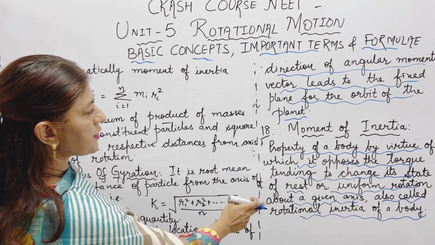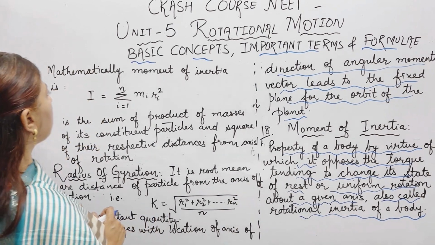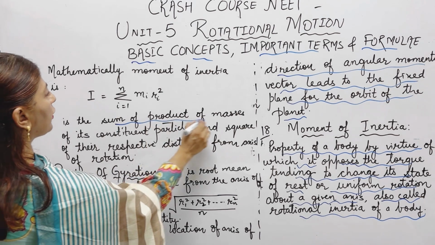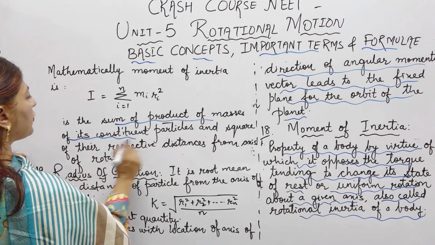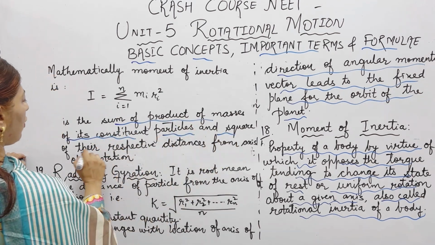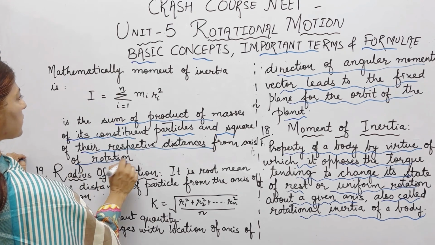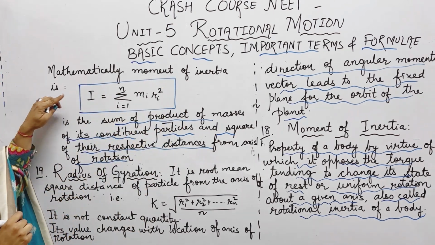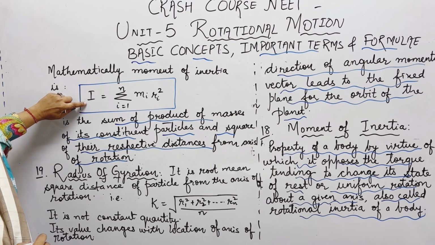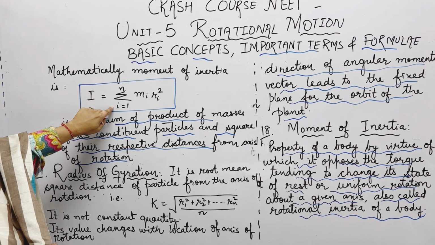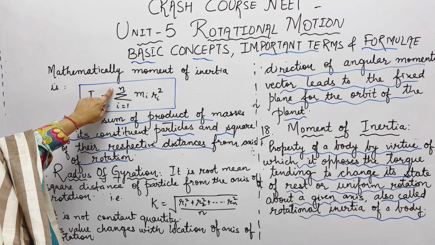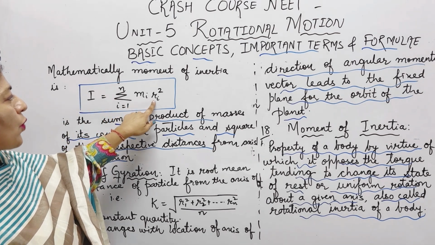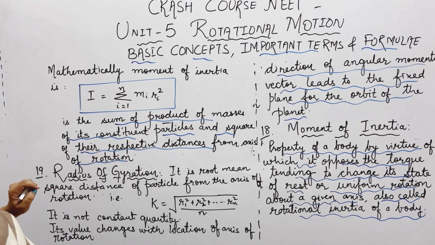After the physical significance of moment of inertia, let us see its mathematical formula. It is the sum of the product of masses of its constituent particles and the square of their respective distance from the axis of rotation, and this is given by this relation. I is the moment of inertia. It is equal to summation i equals 1 to n for n number of particles, of the product of the mass and the square of distance from the axis of rotation.